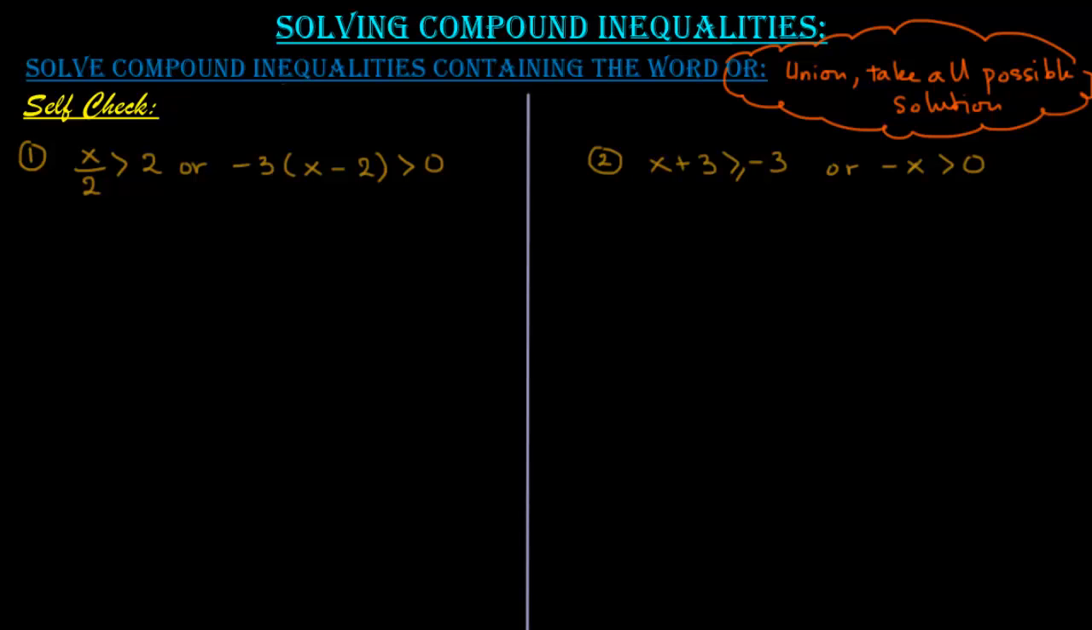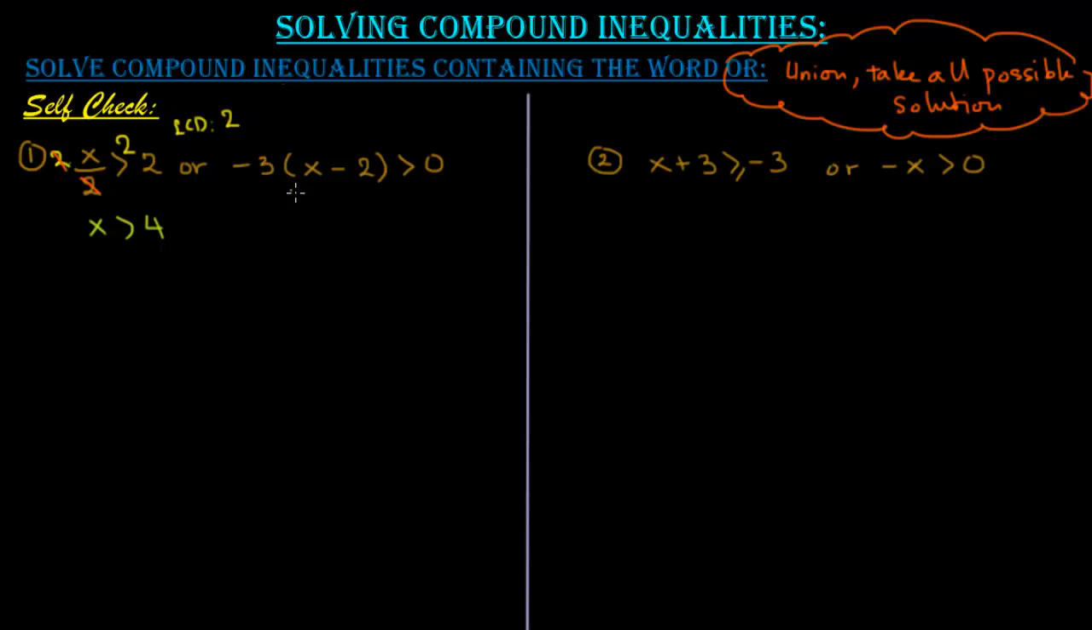Alright, I believe you have your answer already. So let's go over each problem and see if we have the same answer or not. For the first inequality, we need to get rid of fractions. So the LCD for that one is 2. We multiply both sides by 2. The goal is to cross out the bottom. So we will have x greater than 4.